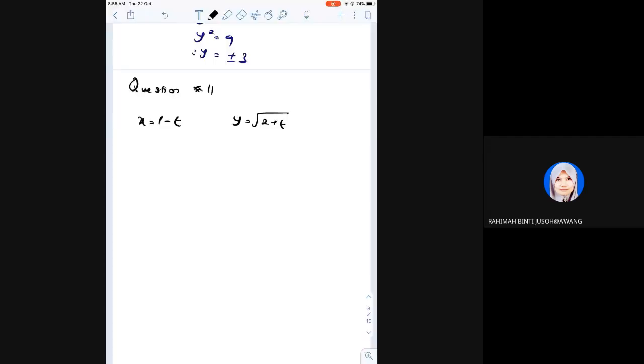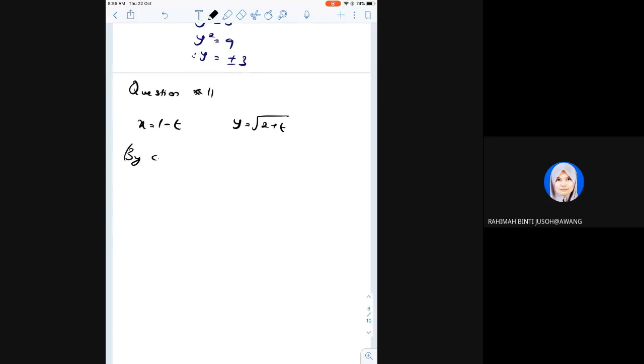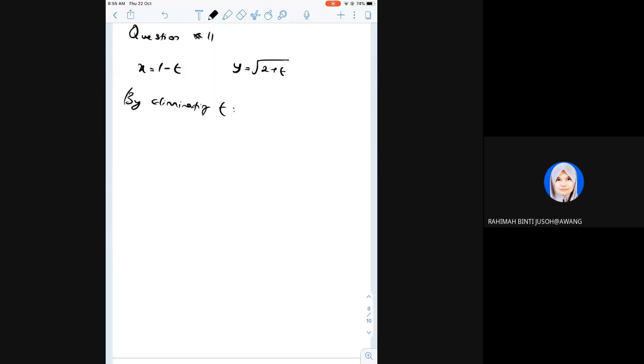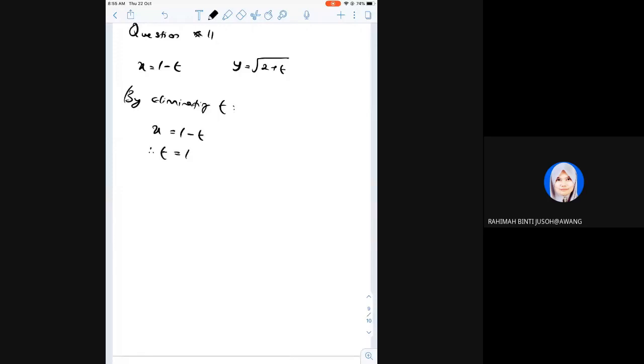So now, by plotting, you boleh plot lah suka hati. Tapi saya tak nak ajar plotting sebab mudah sangat. So kita proceed to by eliminating T. By eliminating T, okay, you can pick from X or Y. Suka hati, nak ambil daripada mana T tu? Of course lah, paling senang ambil daripada X lah kan? Okay, so X equals to 1 minus T, therefore T equals to 1 minus X.